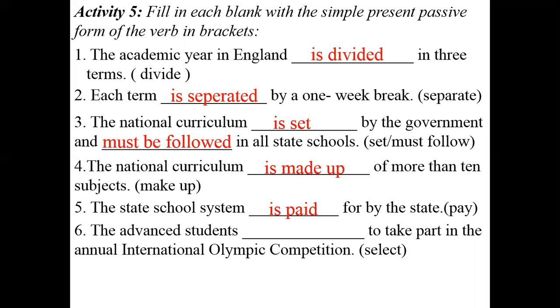And the last one, the advanced students. Students is plural, so am, is, or are, of course, are. And the participle of select is selected. So the advanced students are selected to take part in the annual international Olympic competition, right? So you can copy the answer in your notebook.